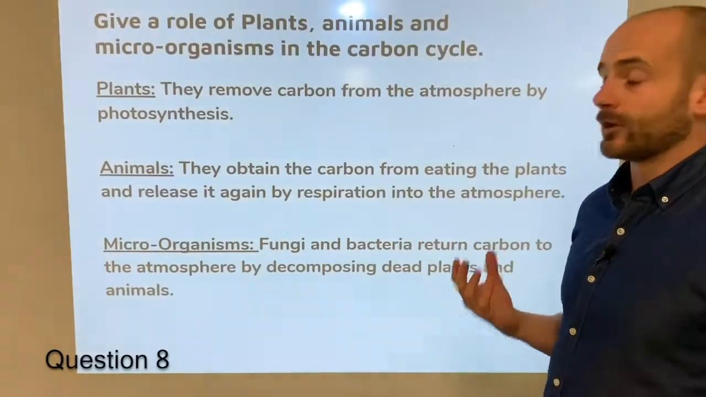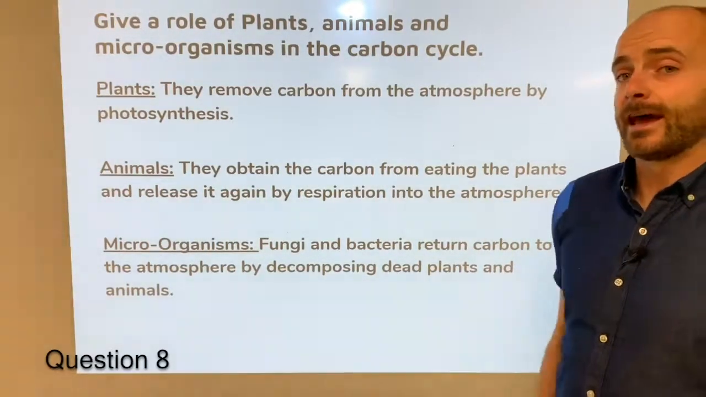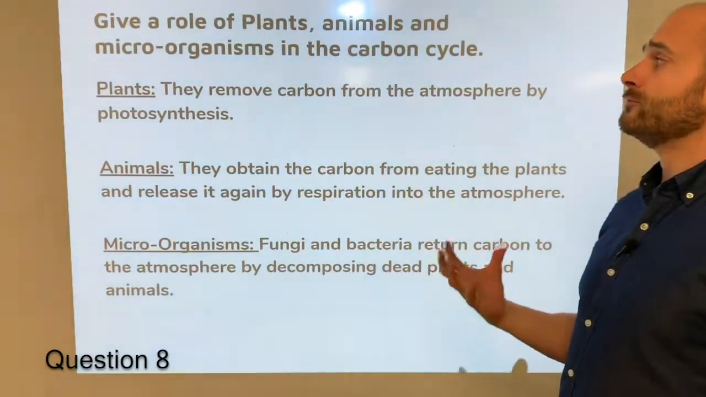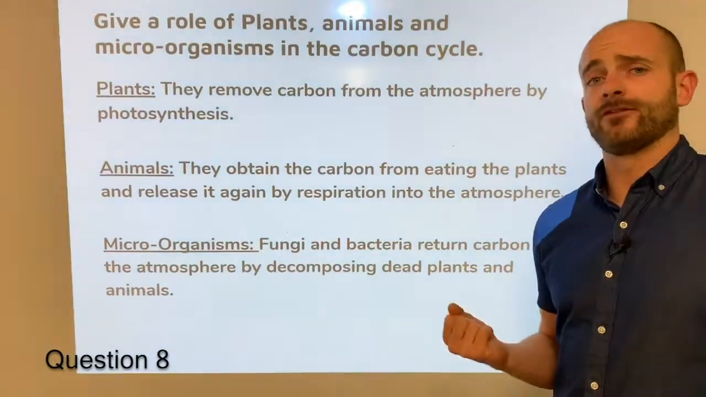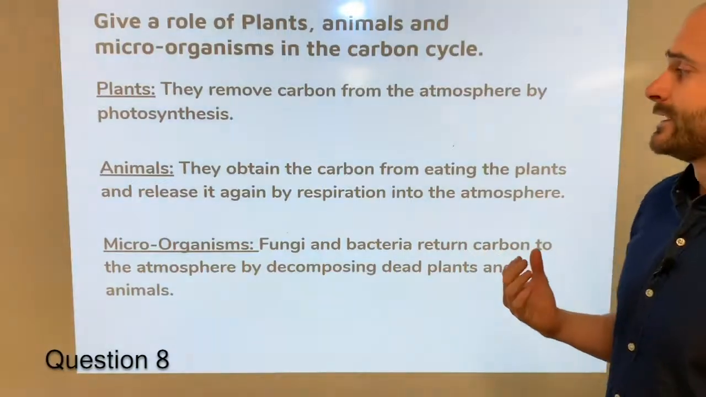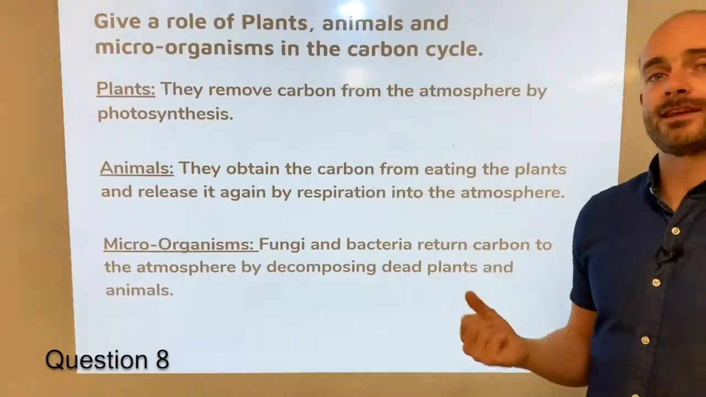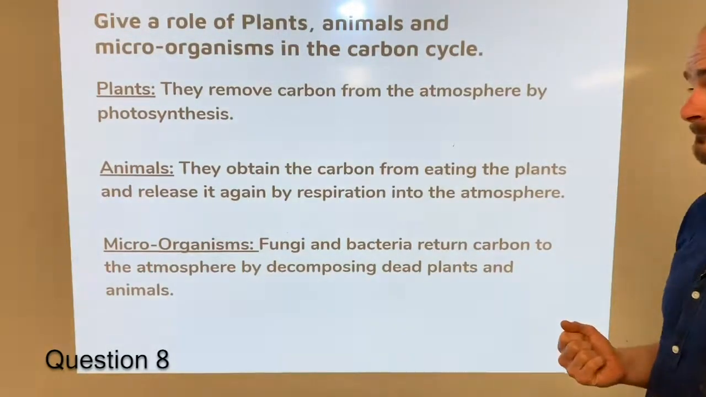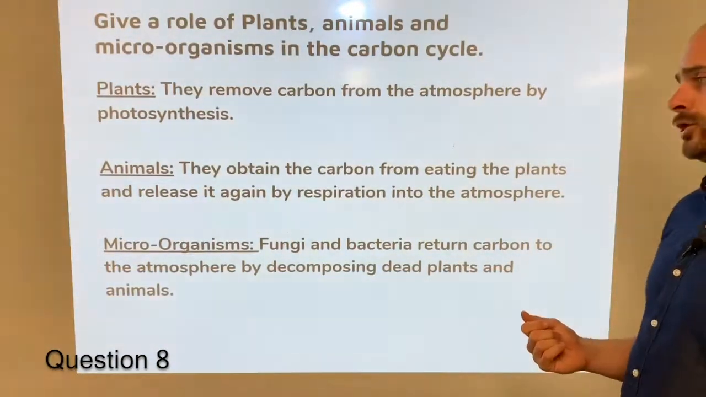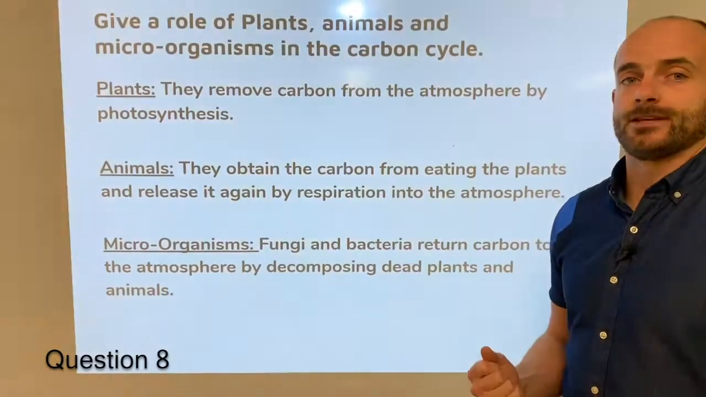More specifically, on question 8 about the carbon cycle, give a role of plants, animals and microorganisms within the carbon cycle itself. A role of plants. They remove carbon from the atmosphere by photosynthesis. That is loads of information about plants in the carbon cycle. Animals. Animals obtain the carbon because they eat the plants and then they release it into the atmosphere again by respiration. The third role that can be played is by microorganisms. Fungi and bacteria return the carbon to the atmosphere by decomposing dead plants and animals in the ground.